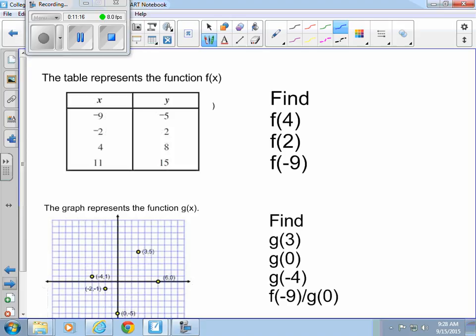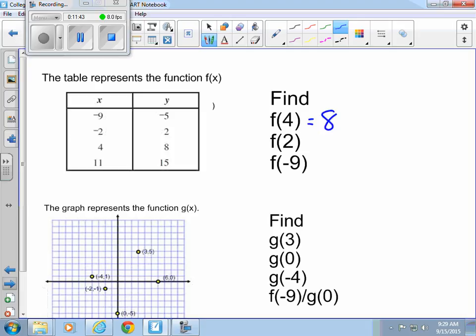Well, we can also ask that question with a table or a graph. And so I actually have a table here. It says the table represents f of x. And it has -9 to -5, -2 to 2, 4 to 8, 11 to 5. So f of 4 is really asking, what is the y value when x is 4? And what is it on the table?